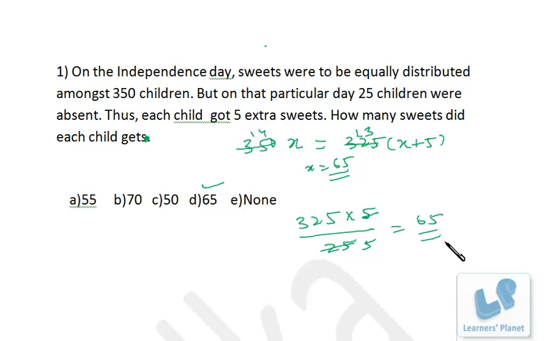So further this is 65. That means each child is getting 65 chocolates. So both the ways you can go. I hope you are clear.